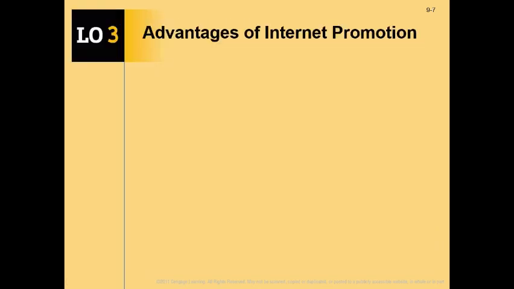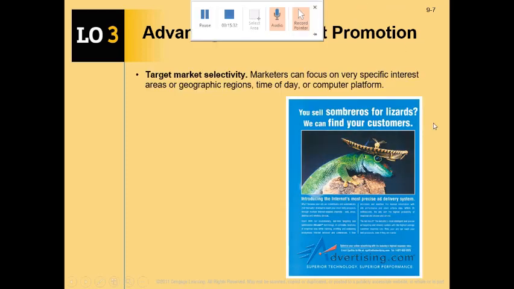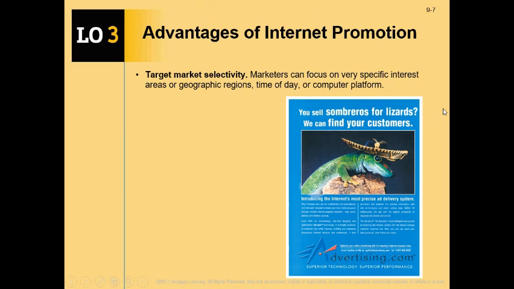What are the advantages of internet promotion over other means of communicating with consumers, which we will see throughout the semester? Well, first of all, digital technologies allow for greater market selectivity, right? So the marketer can focus on specific interests, specific profiles of consumers, either demographic or psychographic, right? Based on usage, based on geographical locations, correct?